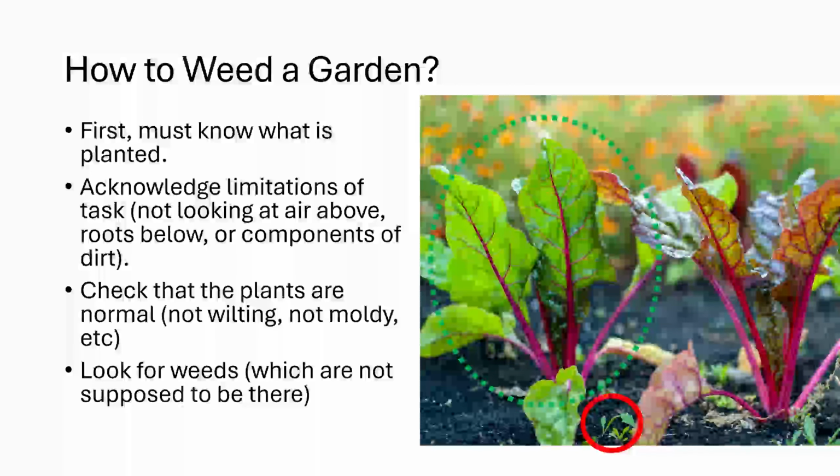We can tell a difference in leaves here in the red solid circled area. Those are different than the green dotted circled area. The green dotted circle are the plants that we expect to be there, that we planted there, perhaps beets in this particular picture. And then the red solid circle are plants that we did not want in our garden.